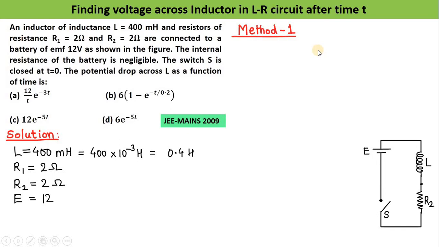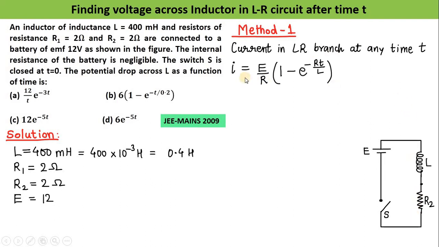Now method number 1. In this video I am going to present two methods of solving the question. In the first method, the current in the LR branch at any time t is given by this formula. After closing the switch, the current in this circuit would be I is equal to E upon R into 1 minus e power minus Rt by L.